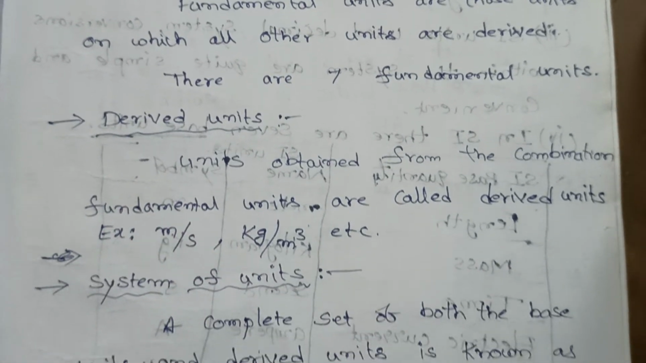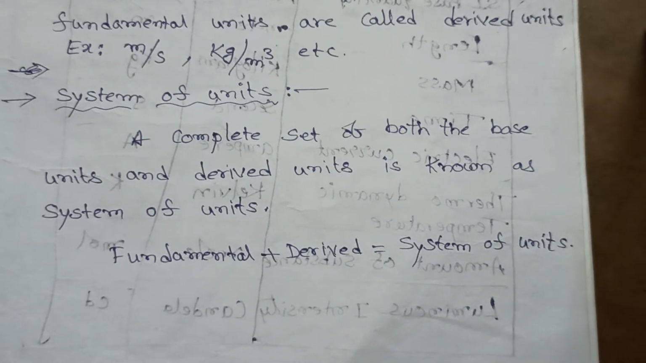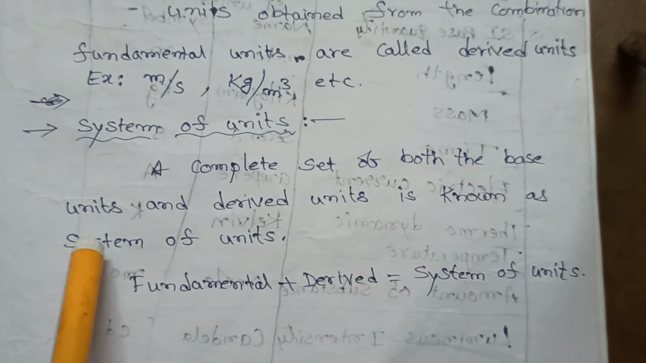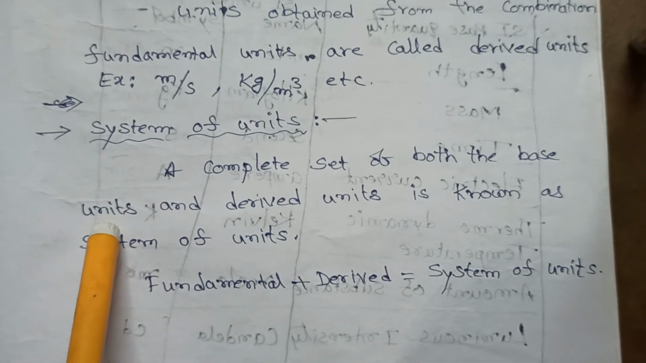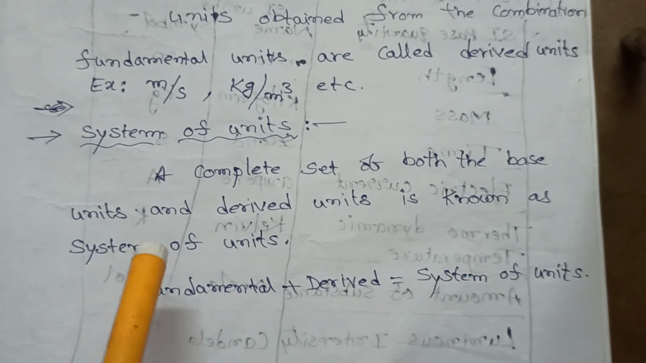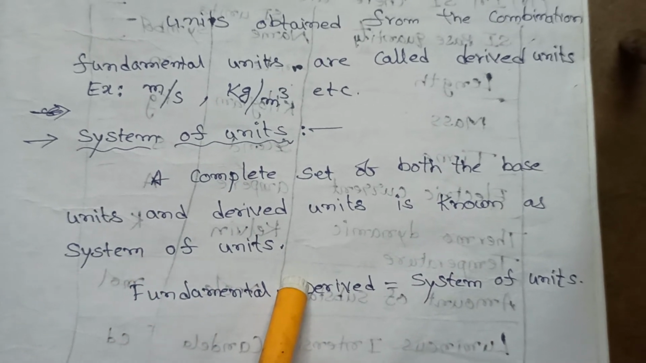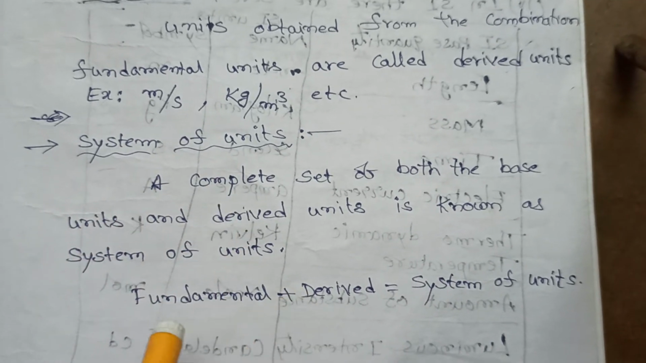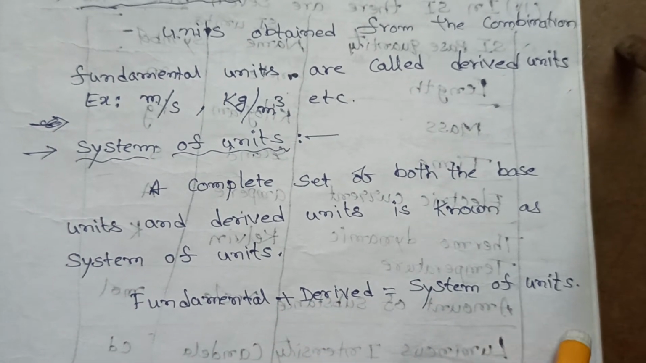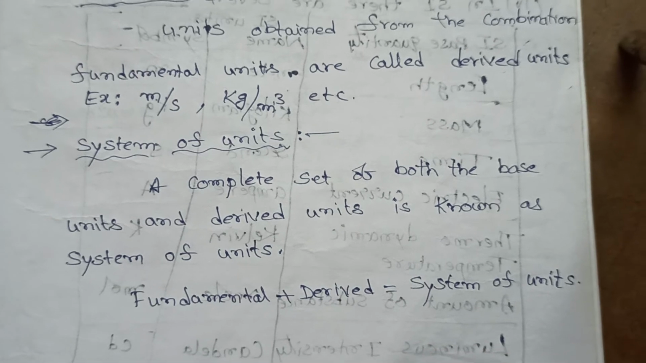Next, system of units. What is a system of units? A complete set of both the base units, meaning fundamental units, and derived units is known as a system of units. Both fundamental plus derived units are called a system of units.